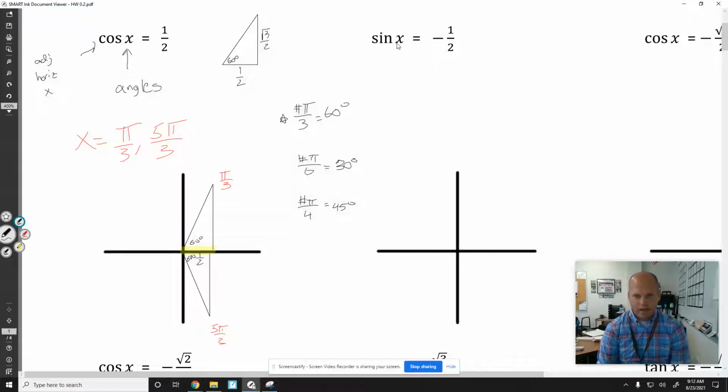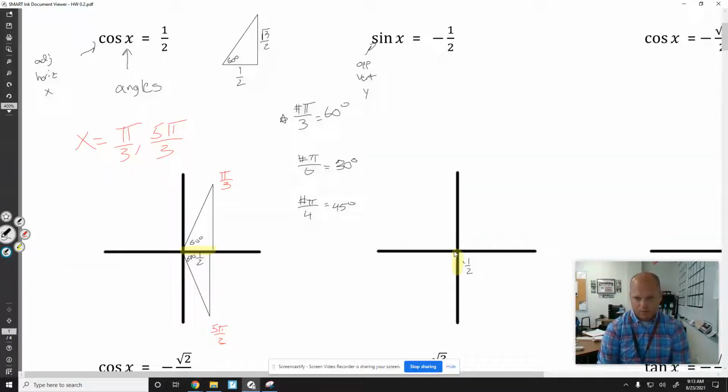Sine equals negative 1/2. Sine deals with the opposite in SOHCAHTOA. Opposite on a unit circle is always the vertical distance, so we're looking for a y distance that's negative 1/2. Using the second technique, we'll just say, okay, I want this distance right here, y distance that's negative 1/2. And then you think, which angles create the triangle where that distance is negative 1/2?